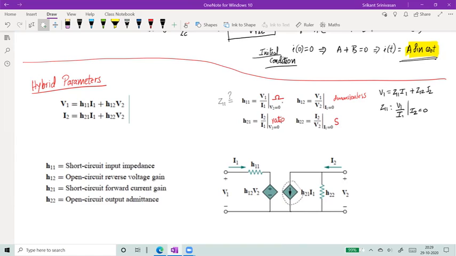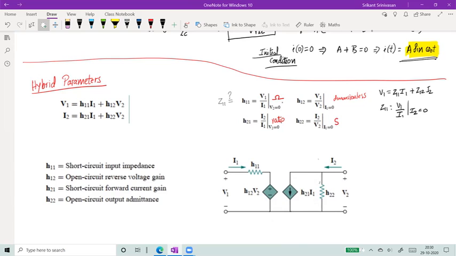So this is represented by a dependent current source. This is a dependent voltage source. So I2 is H21 I1 plus H22 V2. Since I2 is the sum of two currents, H21 I1 and H22 V2, and since there are two currents, these two paths have to be in parallel. So there is H21 I1 and H22 times V2.